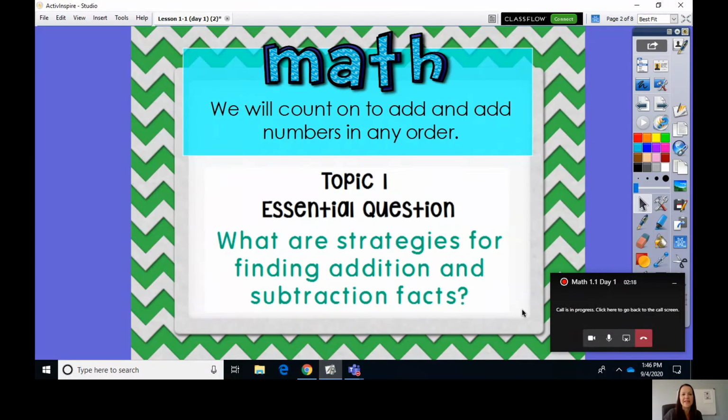Okay, friends, so today in math, we will count on to add and add numbers in any order. Our essential question is, what are the strategies for finding addition and subtraction facts? We are adding today, but that's for the whole entire topic 1. We're going to be doing some subtraction in some later lessons.